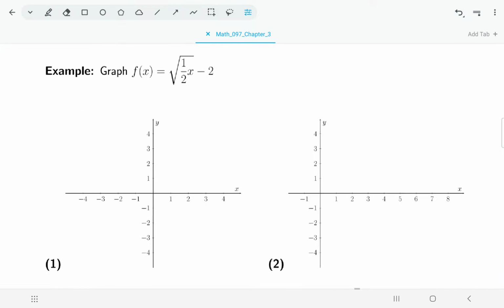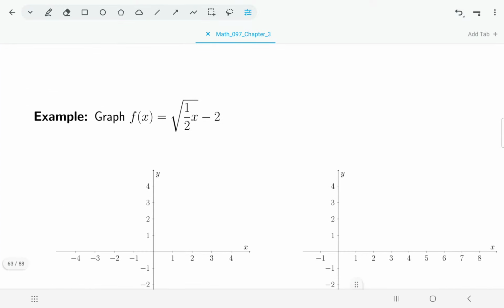For this first graph, I can see that this is a square rooting function, and I can see two transformations. The 1/2 is attached to the x inside my square root. I know that that is a horizontal stretch. I'm going to be dividing each x by 1/2. And this minus 2, that's not part of my square root, it's outside of it. That's a minus 2 at the very end of my function. That means I'm going to be going down by 2, or subtracting 2 from each y value.